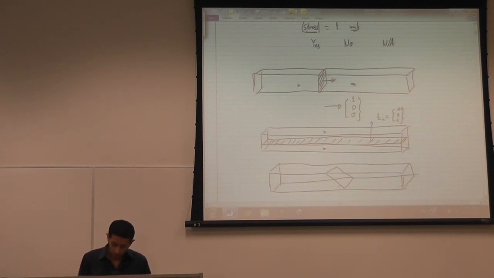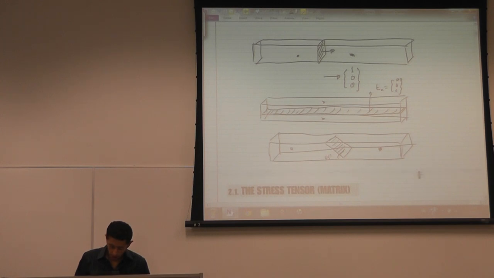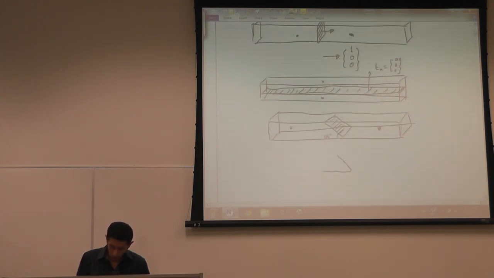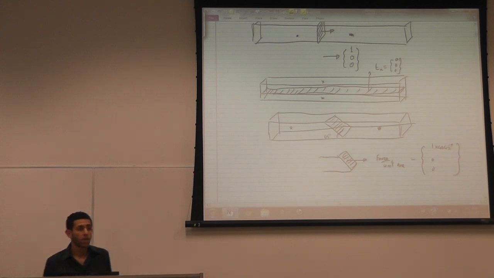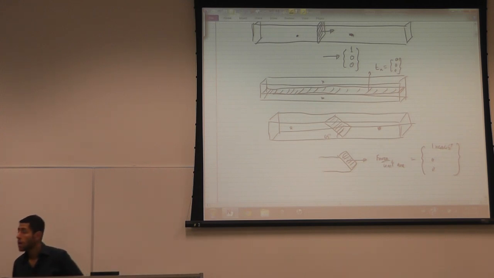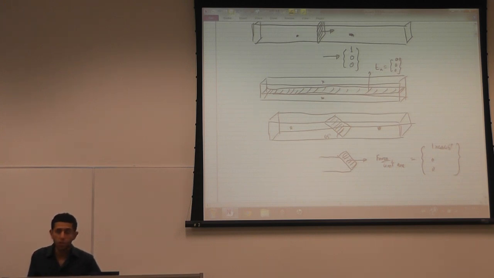If I look at this plane, which is oriented, for example, at 45 degrees, then this part is pulling this part with a force per unit area that's equal to 1, 0, 0 multiplied by cosine 45, because the area here is bigger. So the area here is bigger, and so the force per unit area on this plane is smaller.